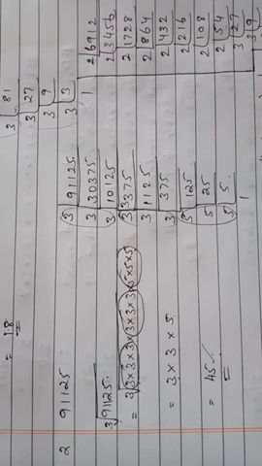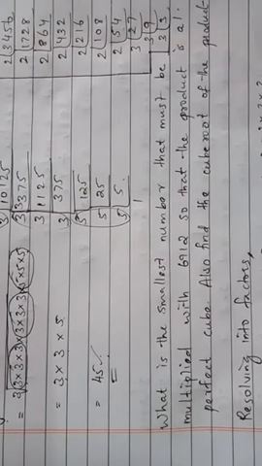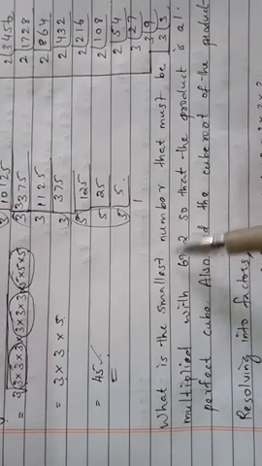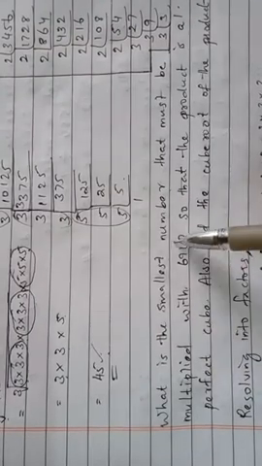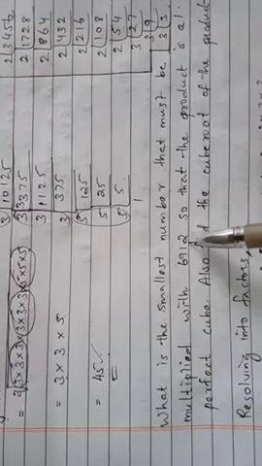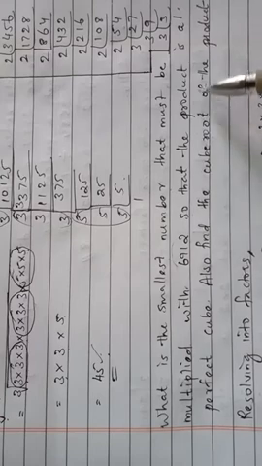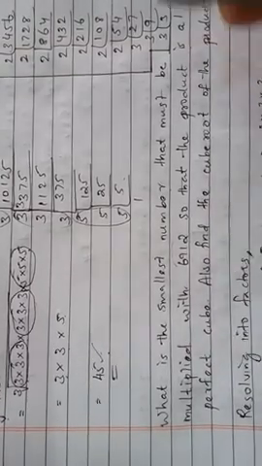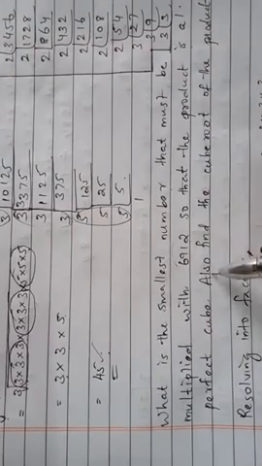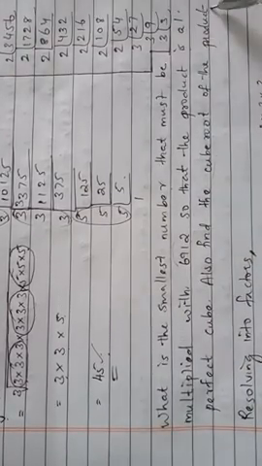Now next section, that is finding the least number that must be multiplied with a given number so that the product is a perfect cube. What is the smallest number that must be multiplied with 6912, here we have taken as one example, so that the product is a perfect cube? Also find the cube root of the product.